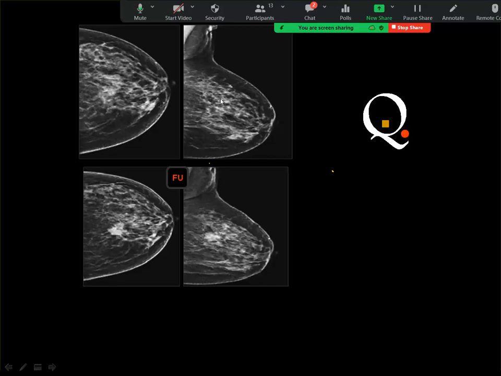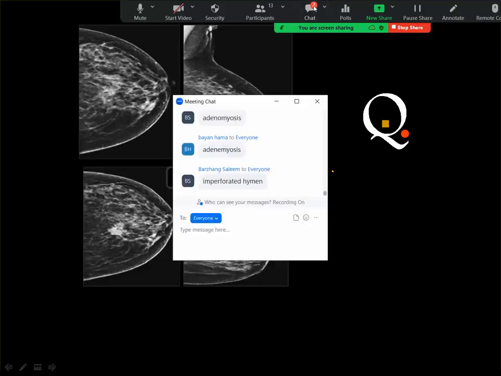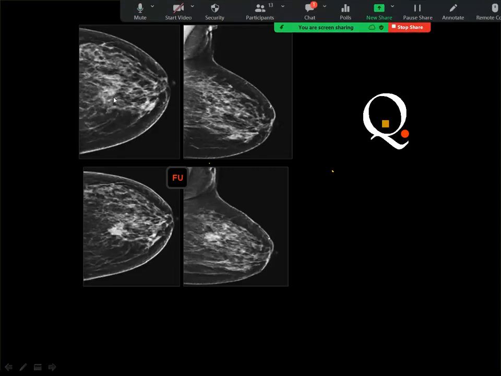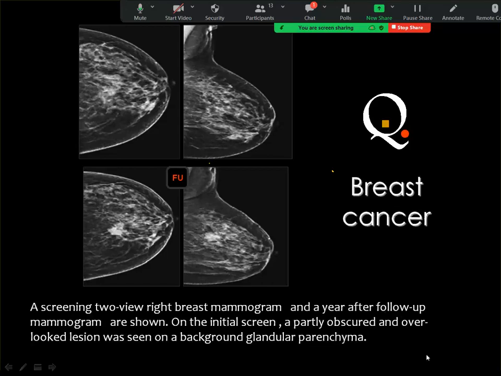Next case is a mammogram. This is the initial mammogram, and this is a follow-up study. Yes, this is breast cancer. Of course, it was missed in this study because of the dense architecture of the breast. But in the follow-up study, it appeared very well identified. This is breast cancer.